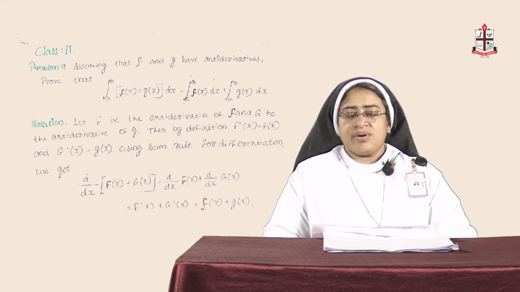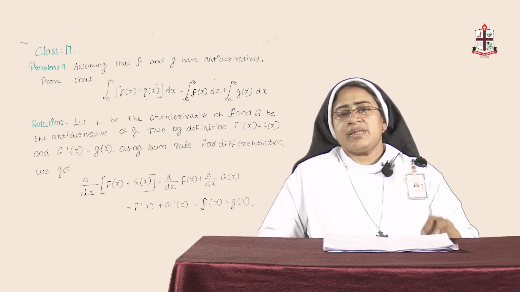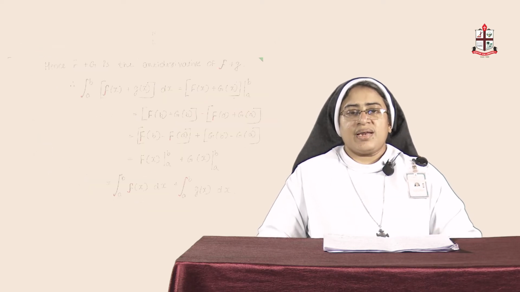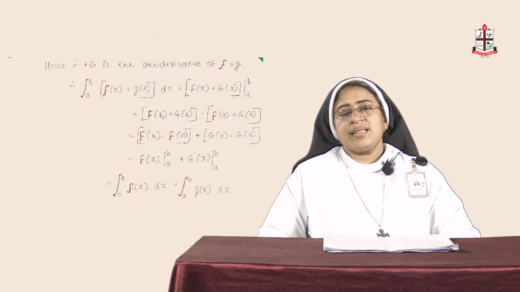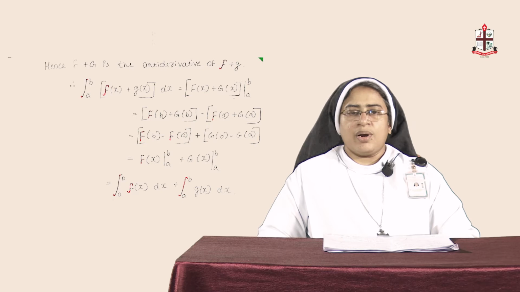What is capital F'(x)? It is nothing but small f(x). Capital G'(x) is nothing but small g(x). So, you are getting the final answer like this. So, you can say that capital F plus capital G is the antiderivative of small f plus small g.